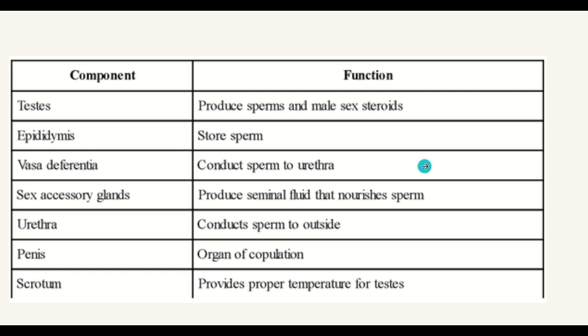Right, so just a quick function for each of them. The testes produce sperm, the epididymis stores sperm, the vas deferens transports or conducts the sperm to the urethra, and then you have the accessory glands, which are not necessarily on that diagram, but they produce seminal fluid that nourishes the sperm. The urethra conducts the sperm to the outside. The penis is the organ of copulation. The scrotum provides proper temperature for the testes, so it regulates the temperature.